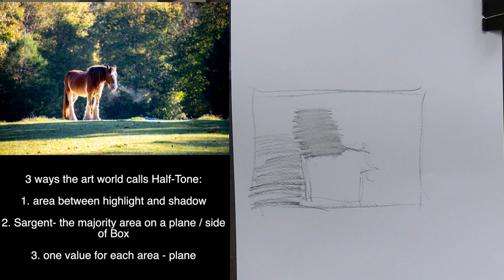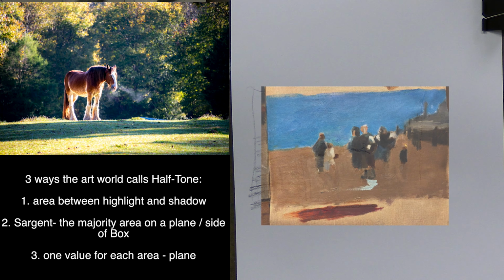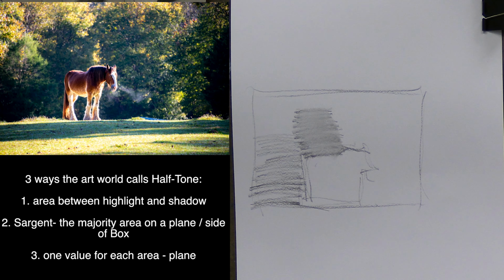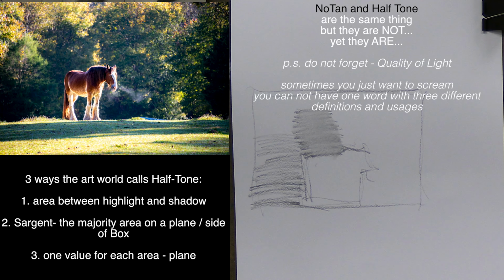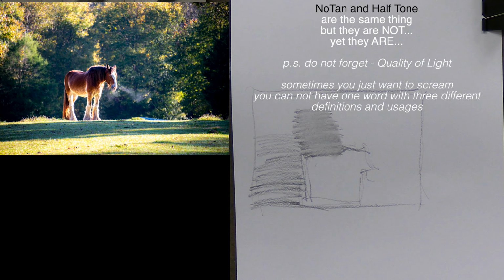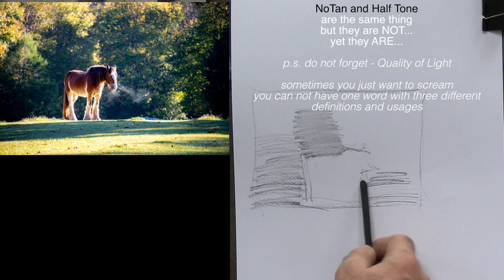Well, wait a minute, you said the halftone was the area between the highlight and the sun. Yeah, Leonardo said that. The artists today are saying the one value for each area is a halftone. So the word halftone has 3 definitions as of today. And yet they also are related to the word notan. So when you're reading a book or listening to someone speak, you have to know what they're saying. So I'm going to go in here and make this my halftone.